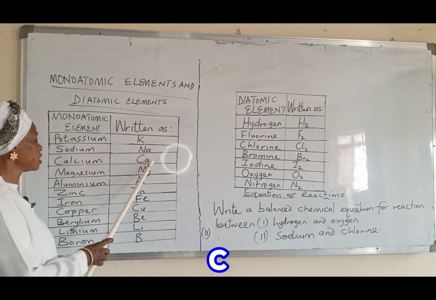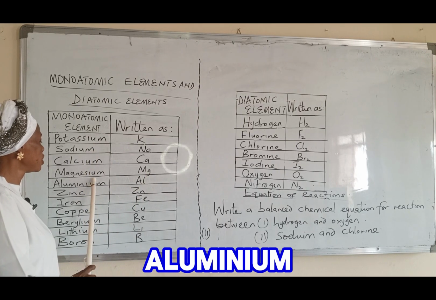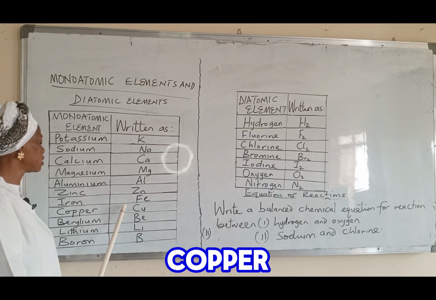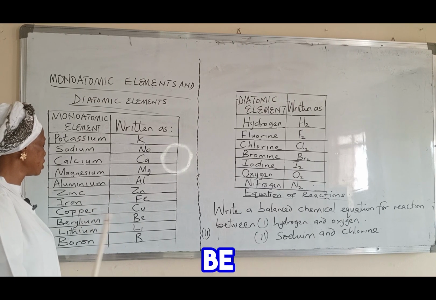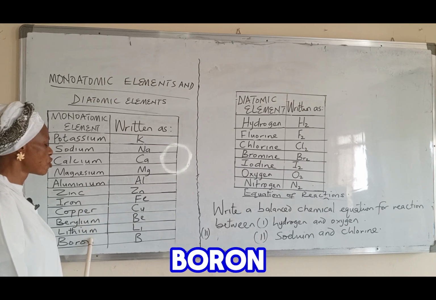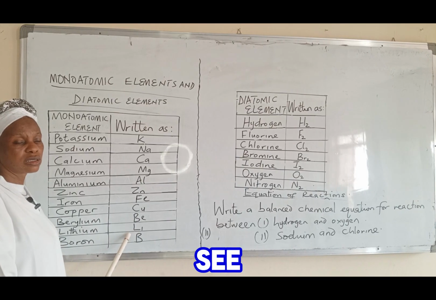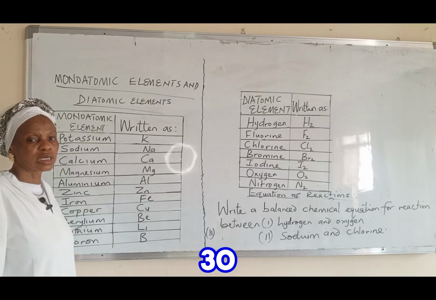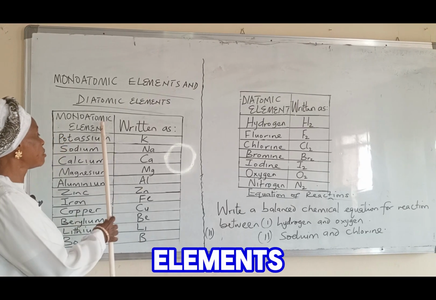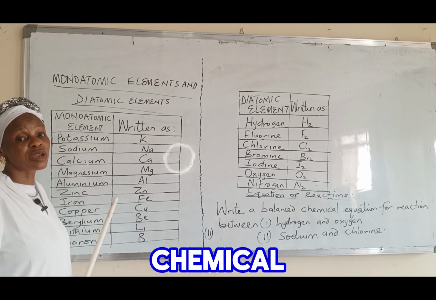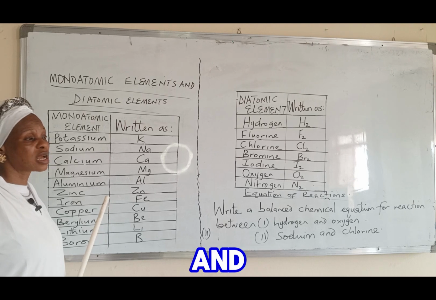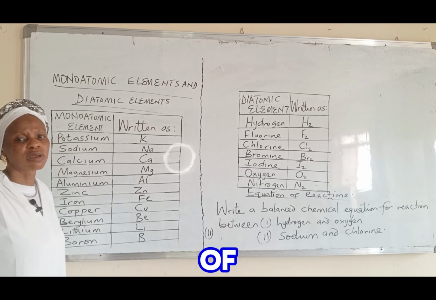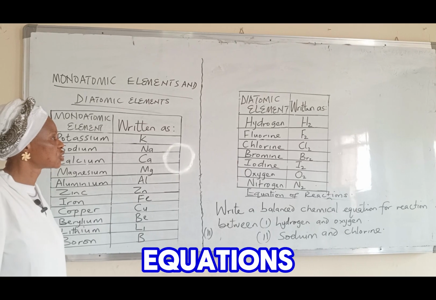Then look at calcium, Ca, magnesium, Mg, aluminium, Al, zinc, Zn, iron, Fe, copper, Cu, beryllium, Be, lithium, Li, and boron, B. You can see these are monoatomic elements from the first 30 elements. These elements usually appear in chemical reactions often, and that is why I specifically chose them for you for better understanding of balanced chemical equations.